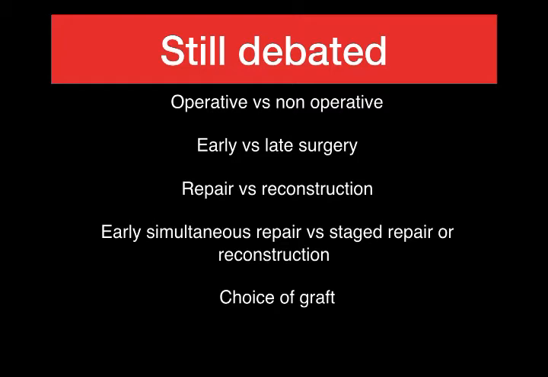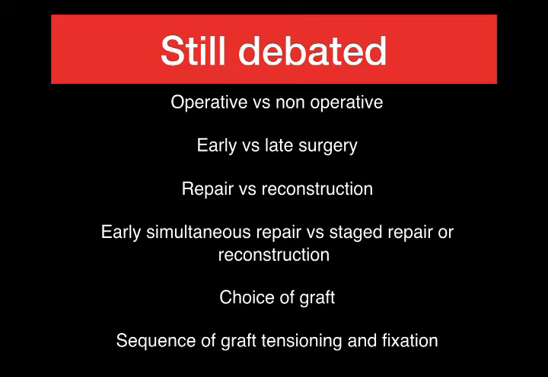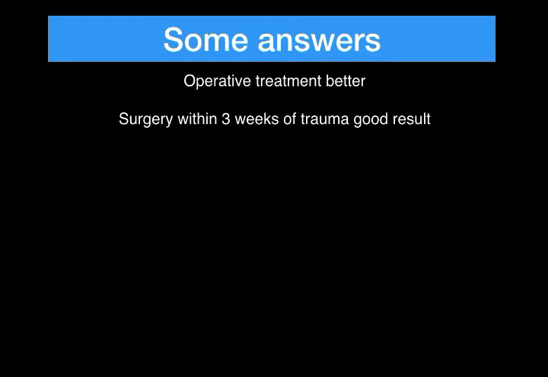There have been debates about the choice of grafts, and much debate about the sequence of graft tensioning and fixation. So there have been lots of debates and controversies in these topics, and after extensive review of the literature, we have found some answers, like operative treatment is always better, and we should always offer operative treatment to the patients unless the patient is very old, has multiple comorbidities, or is immobile.